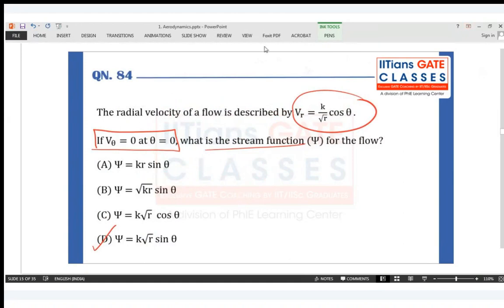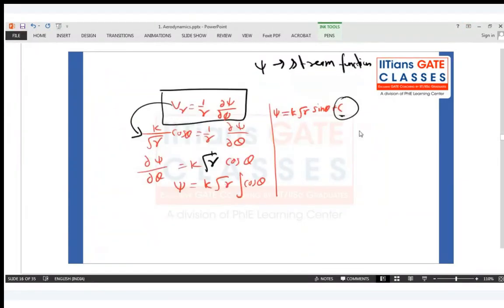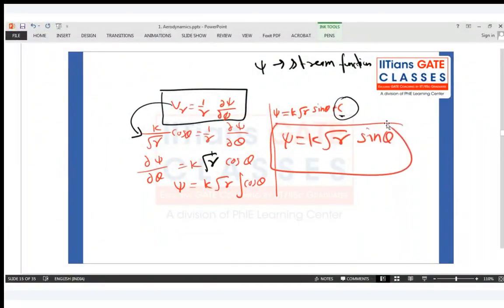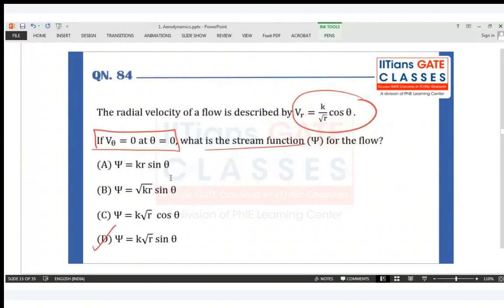Now since the boundary condition is already given that v theta is equal to 0 at theta equal to 0, once we substitute the boundary condition, the c will go to 0. Finally our final function will be psi equals k square root of r sin theta. So that is one of the answers already given in the list. So that is your answer D.